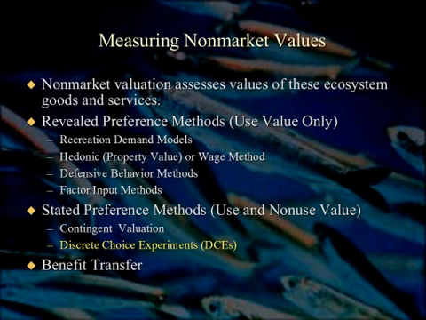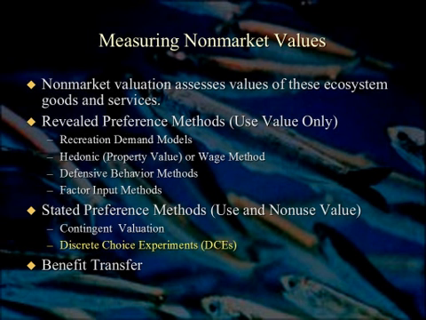Remember, non-use values are values, for example, for the pure existence of something, apart from any direct use that I might have. Stated preference methods are our survey-based methods, right? And the one we're going to talk about today is what we call discrete choice experiments.